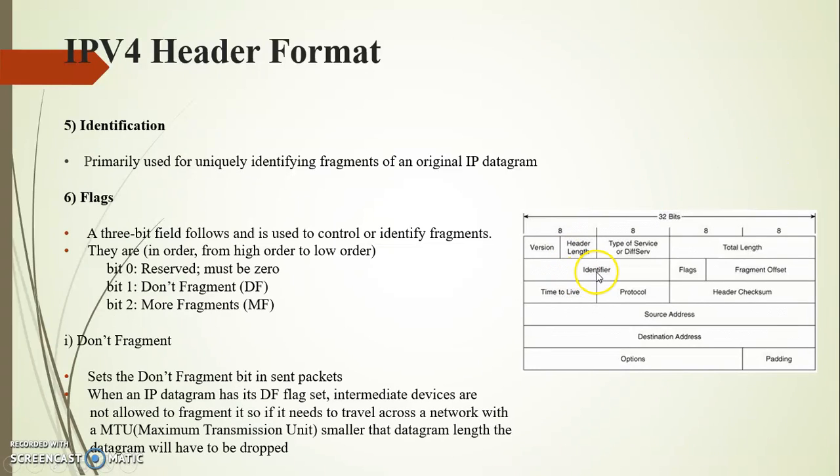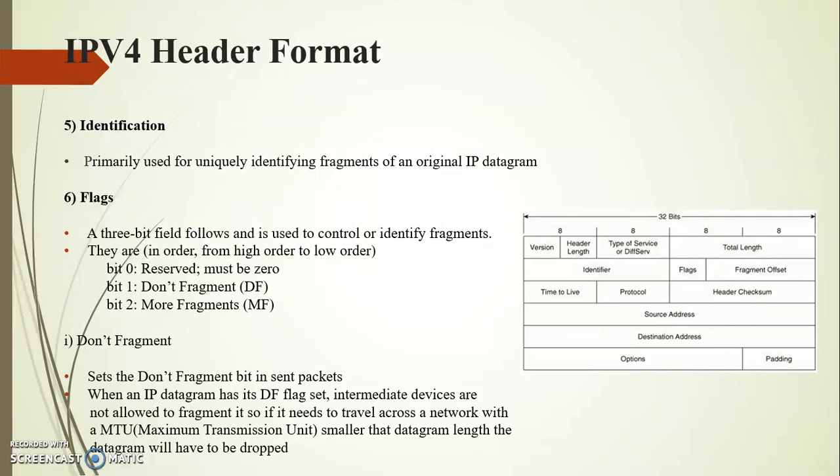Then the fifth one is the identification, primarily used to uniquely identify fragments of an original IP datagram. It helps reassemble the packet at the destination. Here you can see the identifier field, which is 16 bits. Then the flags, which are 3 bits. They follow and are used to control or identify a fragment. They are in order from high order to low order. First is bit 0, reserved, must be 0. Second, bit 1, don't fragment, DF. Bit 2, more fragments, MF.